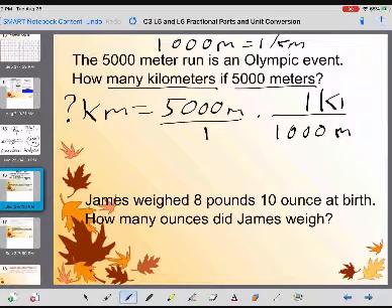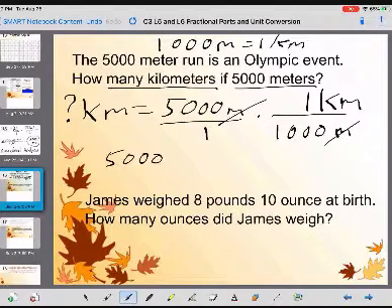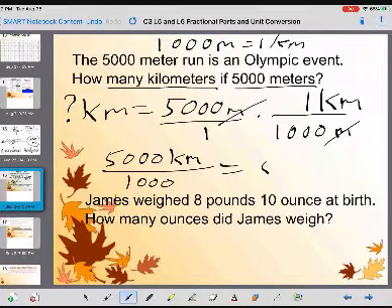So instead of rewriting it out, I'm just going to go ahead and cancel units now. So we see meters cancel top and bottom. So we're going to be left with 5,000 kilometers divided by 1,000. We divide 5,000 by 1,000 and we're going to get 5 kilometers. So there are 5 kilometers in 5,000 meters.